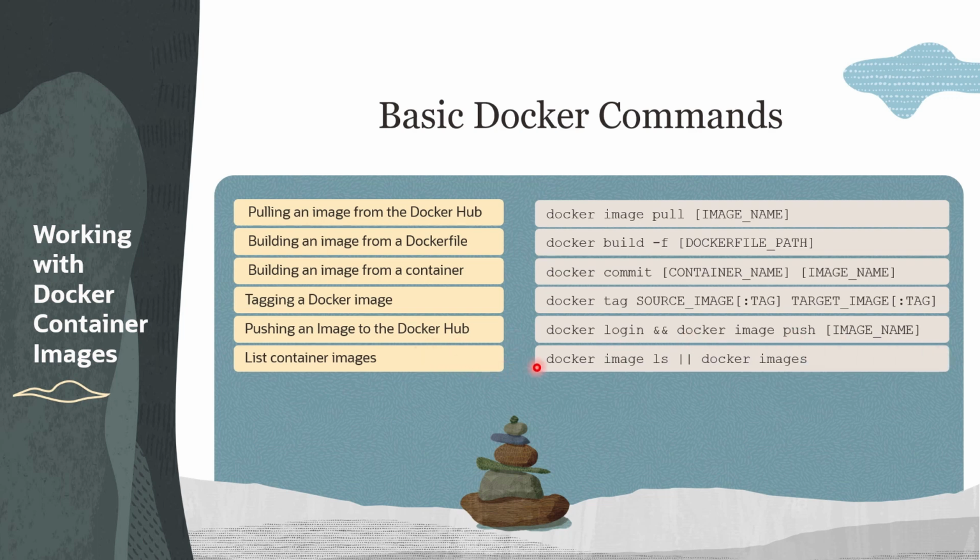List container images. At any point in time, to check the number of images that you have in your local repository, you can use the Docker image ls or the Docker images command.